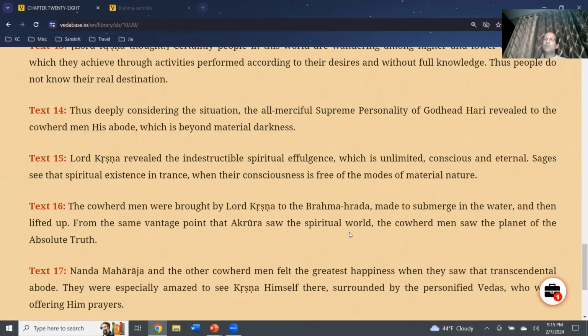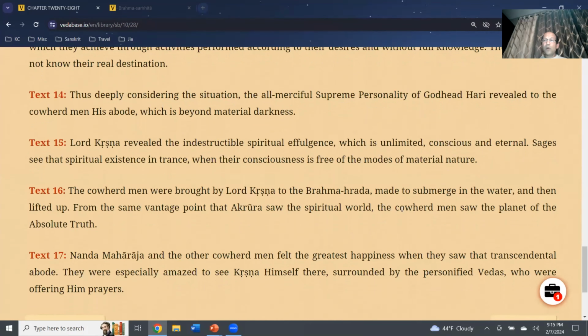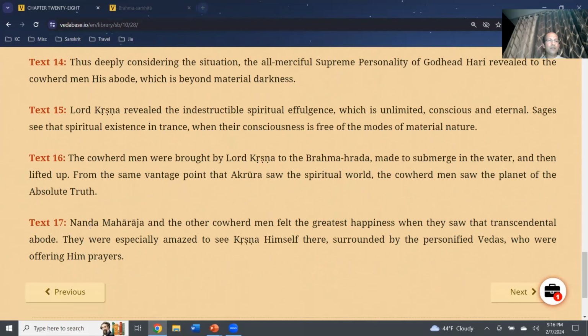Now this pastime comes after this, when Akrura comes to take Balaram and Kṛṣṇa to Mathura by the order of Kamsa. On their way back, Akrura was also given this glimpse of the spiritual world. The cowherd men saw the planet of the absolute truth. And what did they see? Nanda Maharaj and the other cowherd men felt the greatest happiness when they saw that transcendental abode. They were especially amazed to see Kṛṣṇa himself there.